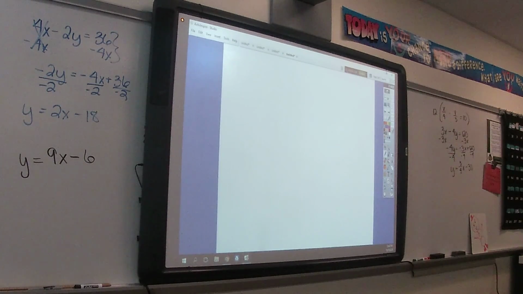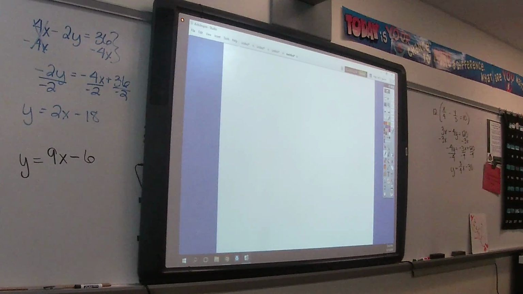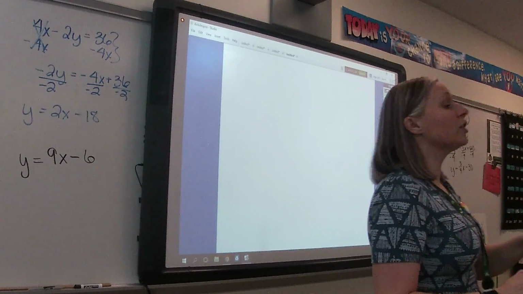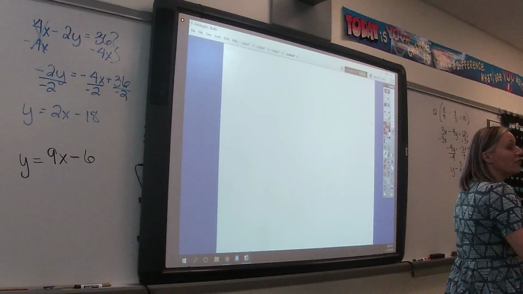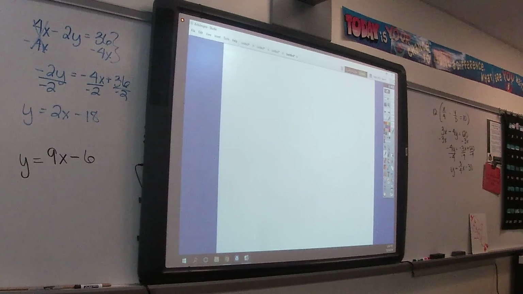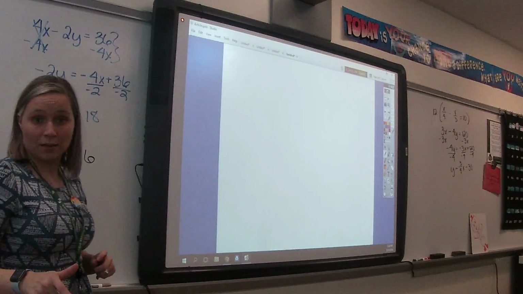How often did we say a relation is a function? Never. Sometimes, right? A relation is sometimes a function. When is a relation a function? When the X value does not repeat. A relation is a function when the X value does not repeat or it passes the vertical line test. Okay, how often is a function a relation? Always, right? A function is always a relation. A relation is sometimes a function, and it's sometimes a function when the X value does not repeat.